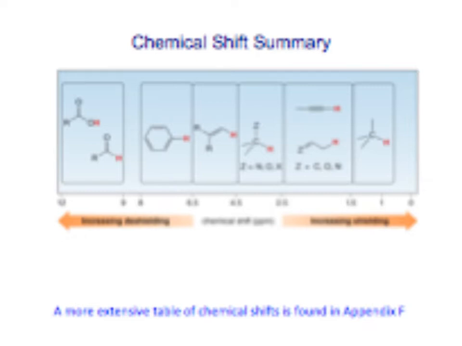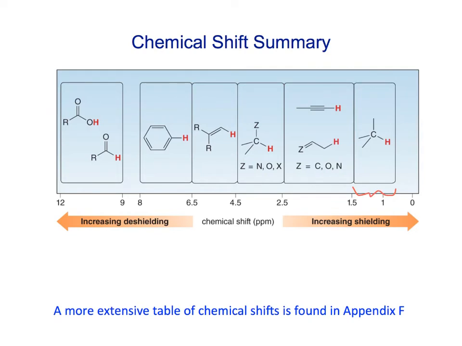So on the very upfield side, this is all of the hydrogens that are on, well, not all of them, but are on just alkyl groups. So these are just like alkyl down here. Right, and remember, it goes from CH3 to CH2 to CH. In that order, we see an increase in chemical shift as we increase the substitution of carbon groups.